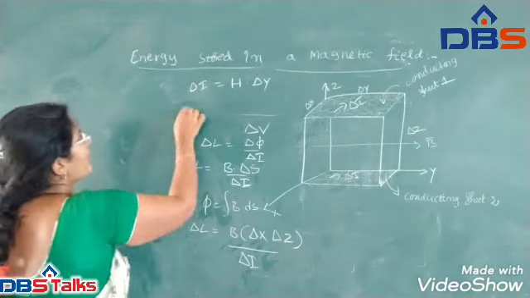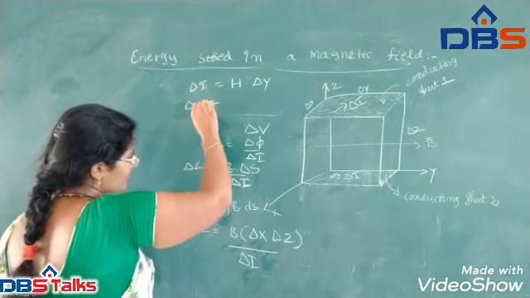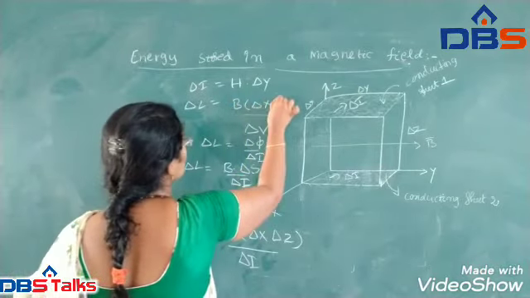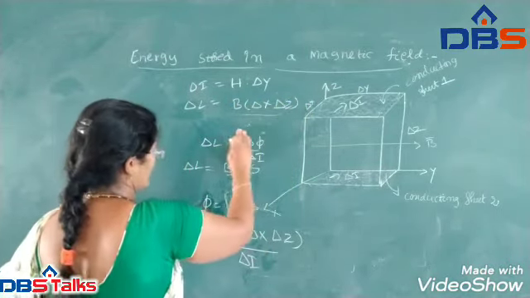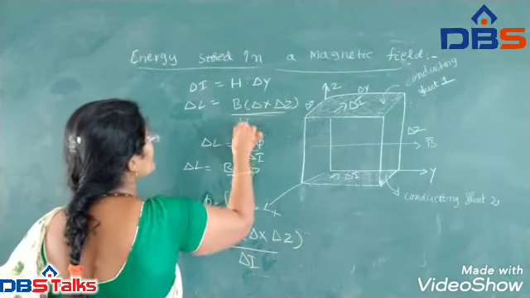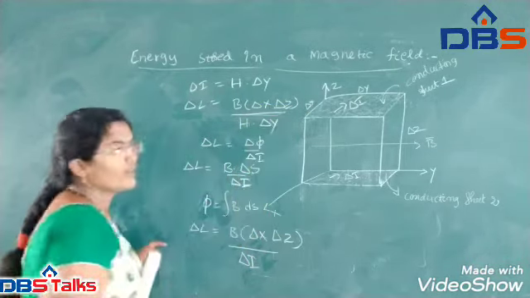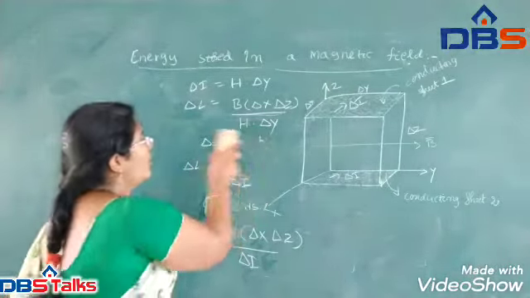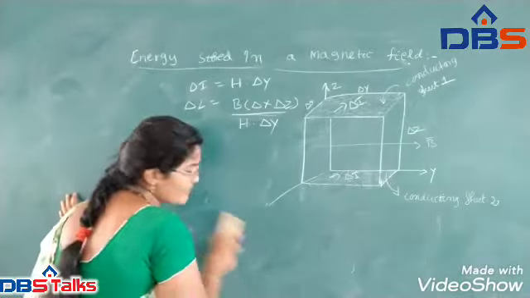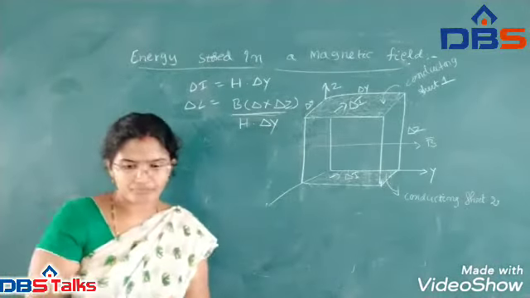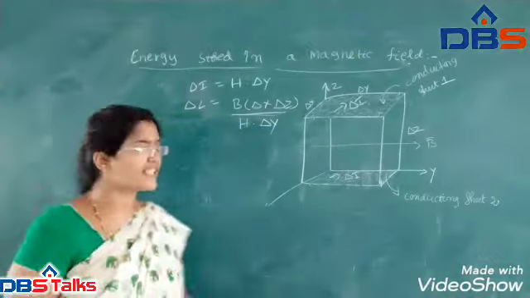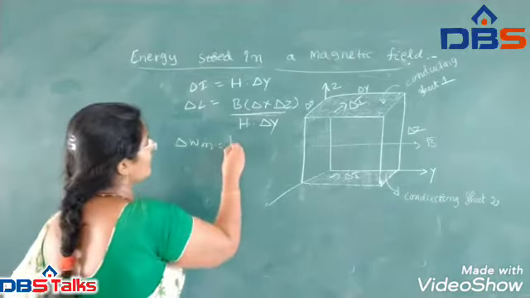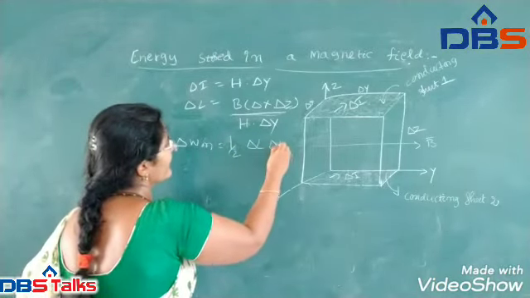So at that time what will happen? Delta L is equal to B delta X by delta Z divided by, in place of I you can write H delta Y. Okay, so what is this delta L value? Now here you can write which value? Energy stored in a magnetic field. That means here you can mark delta Wm equal to half delta L delta I square.